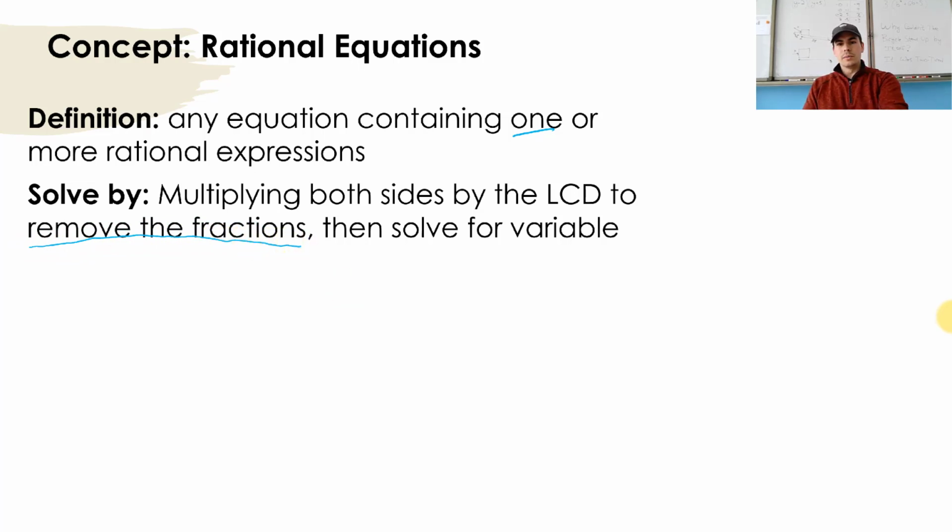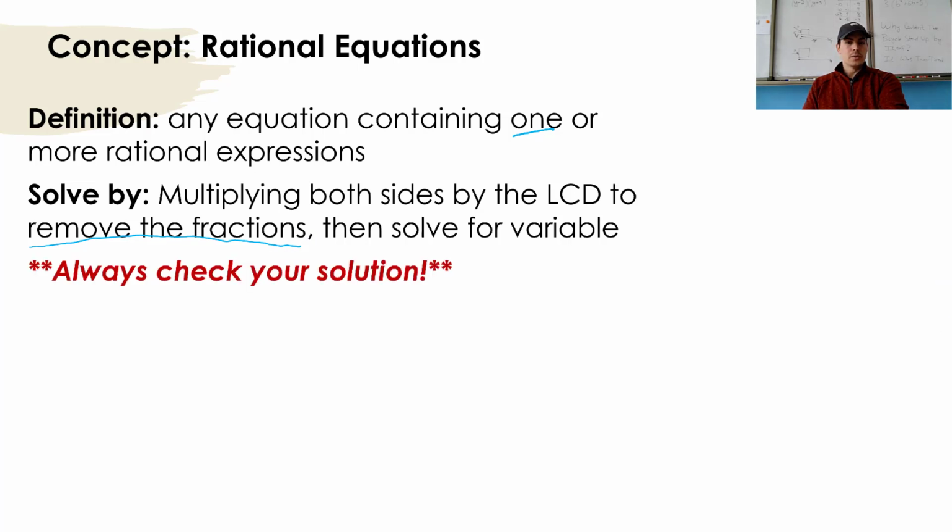Now, an important note is we always want to check our solutions, because with our rational expressions, we are going to have some domain restrictions. So we need to list those out as well and see if our solutions fall within those domain restrictions. An example here is just 1 over x is equal to 4. That simple can be a rational equation.